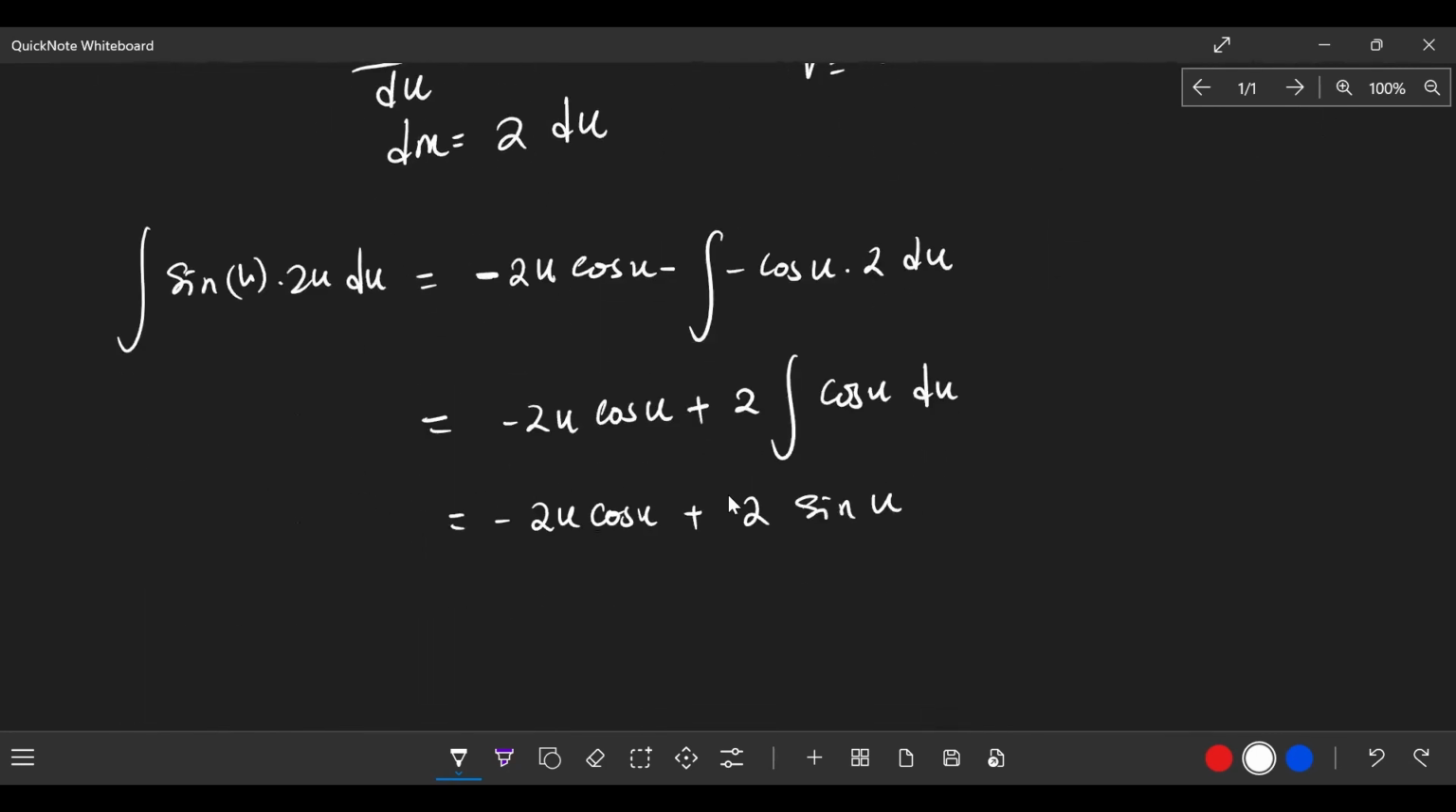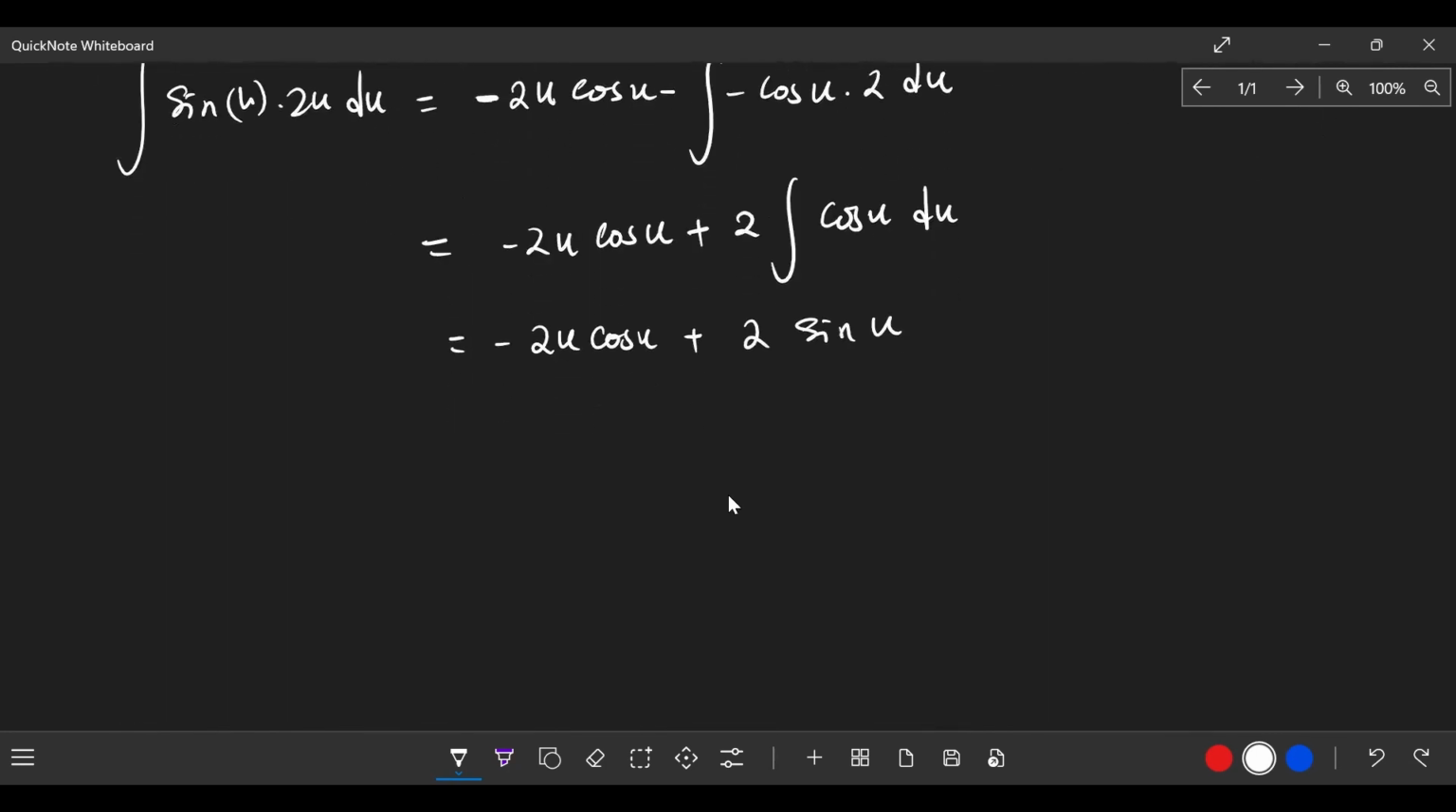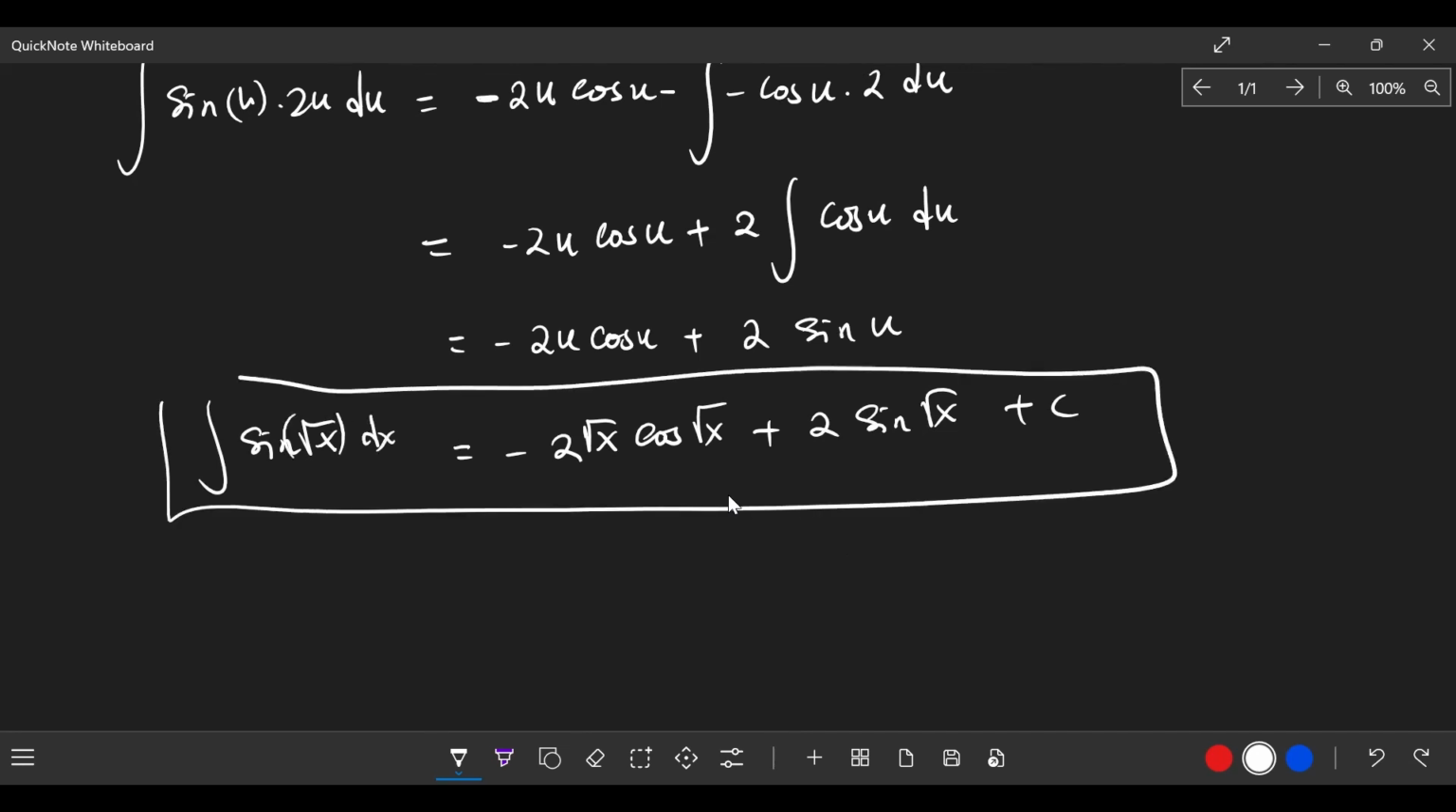So I can now go back and substitute everything, isn't it? So this becomes minus 2 root x cosine root x, okay, plus 2 sine root x plus c. At this point, I can add the constant of integration. And this was the integral of root x sine root x dx, right? Okay, so this marks the end of our problem. If you have any questions, please ask in the comment section.